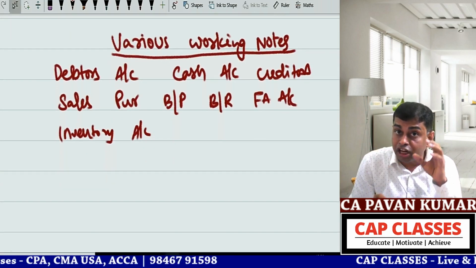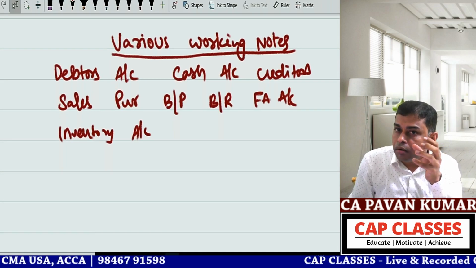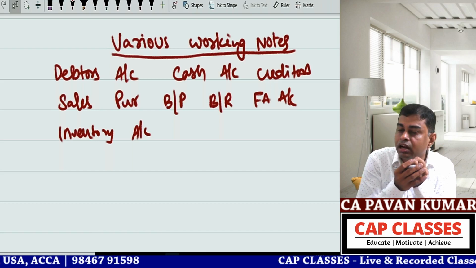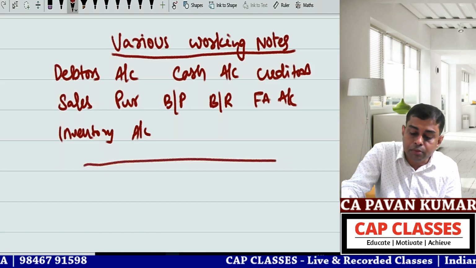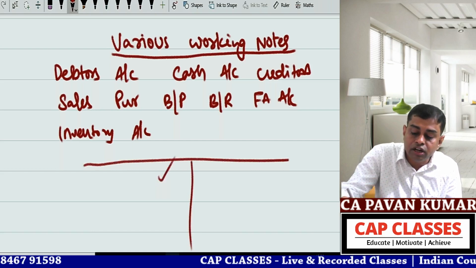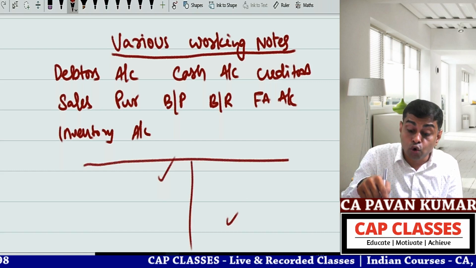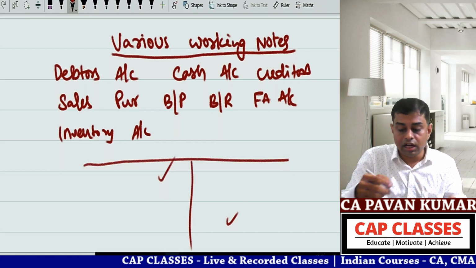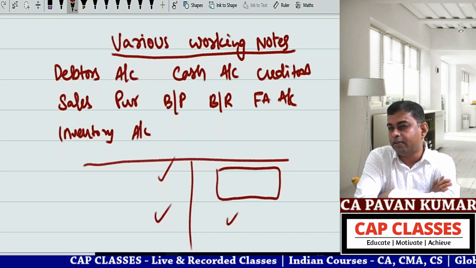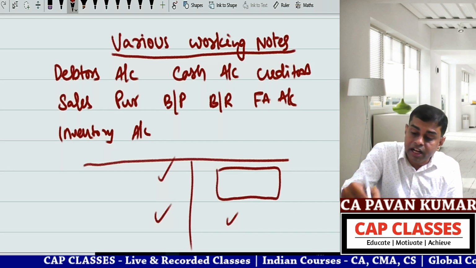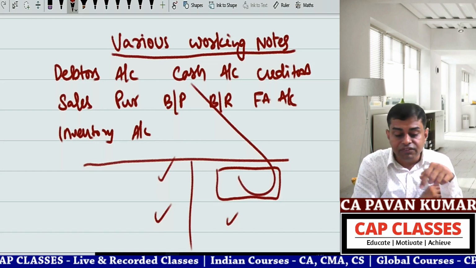In every ledger account, every working note, one balancing figure will be there that will complement the next working note. For example, when preparing debtors, opening debtors you have written, closing debtors you have written, and what is sold during the year is also written, debtor account debit to sales account. Then here you will get the cash collected from debtors, which will be taken to the cash book, or if cash is already given, sales will be taken to this.